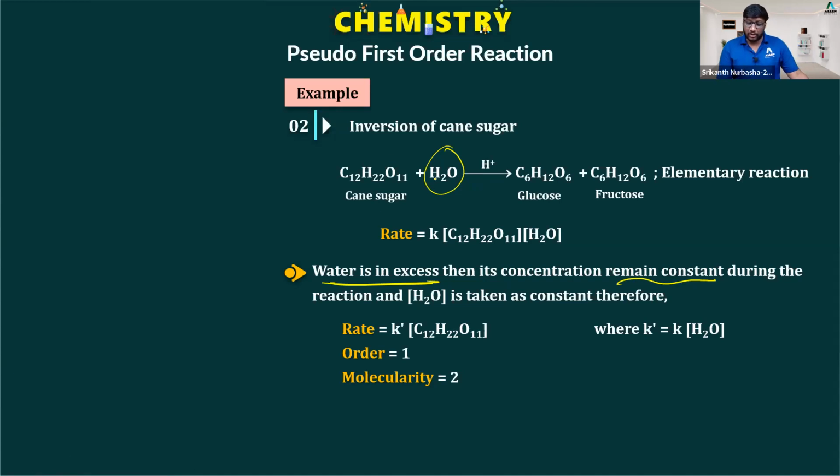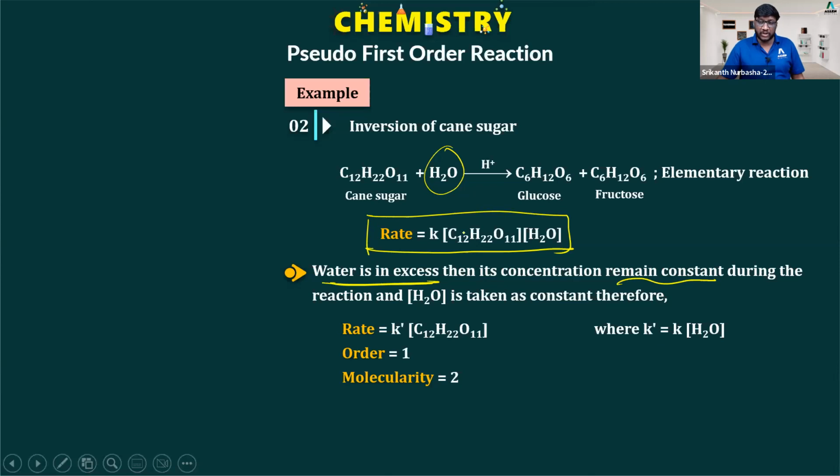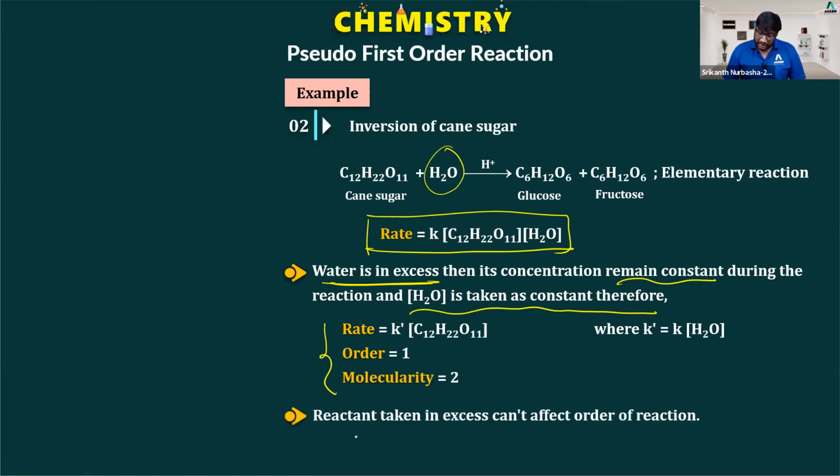So cane sugar reacts with water to form glucose and fructose. The rate of this reaction is equal to K into the concentration of cane sugar into the concentration of water. Water is in excess, so its concentration remains constant during the reaction and is taken as constant. So the order is equal to 1 and the molecularity is again equal to 2. The same type of reaction. It is also a pseudo first order reaction. A reactant taken in excess can't affect the order of the reaction. Whatever reactant has been taken in excess is not going to affect the order of the reaction.